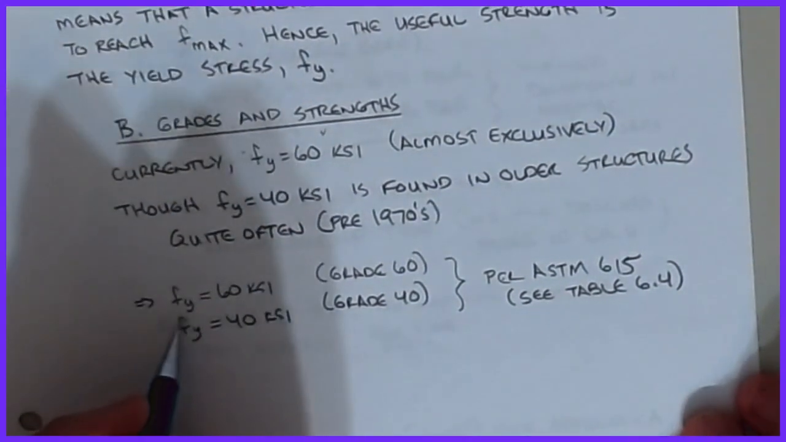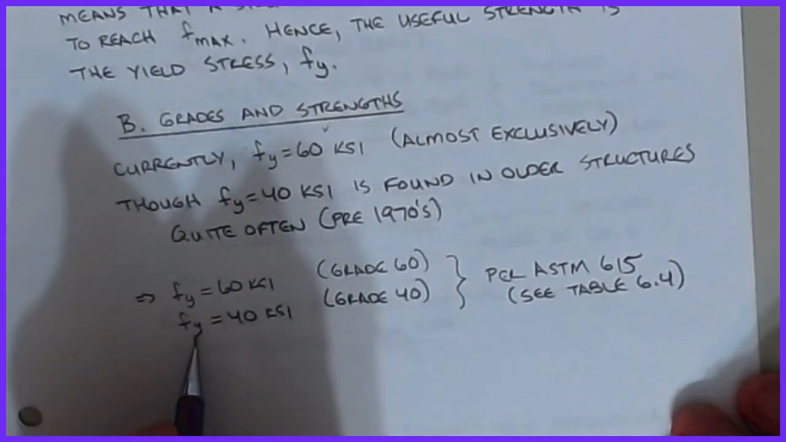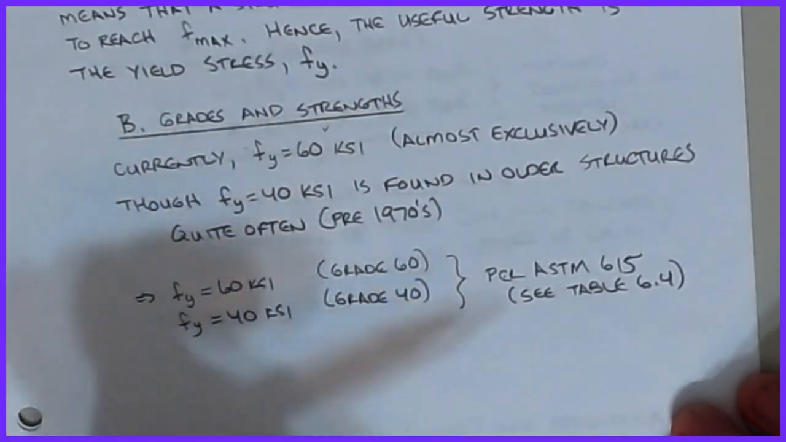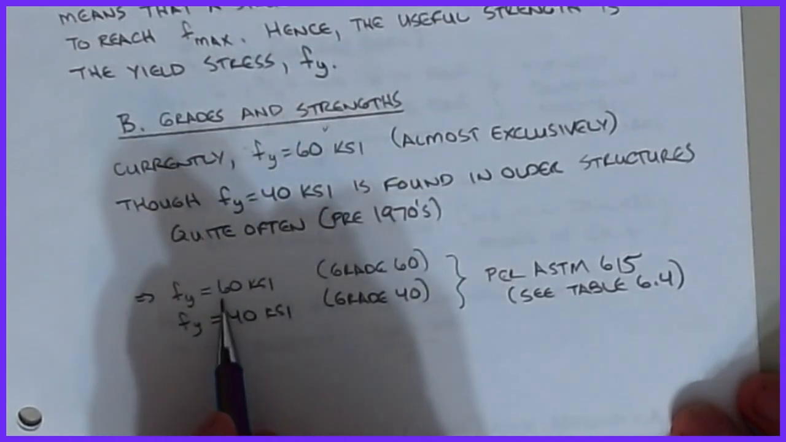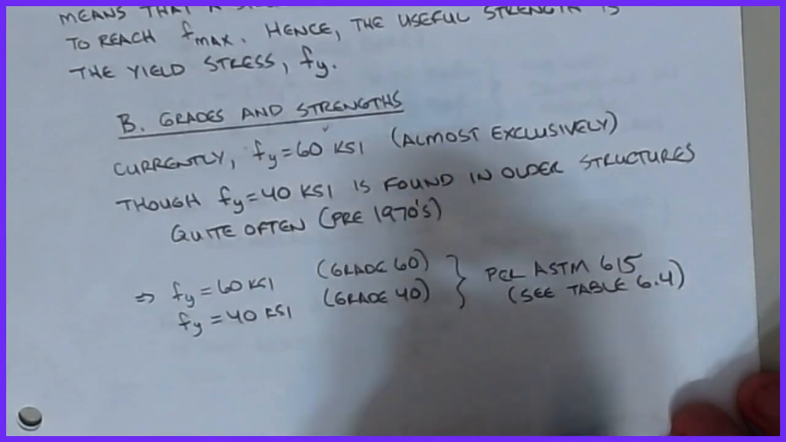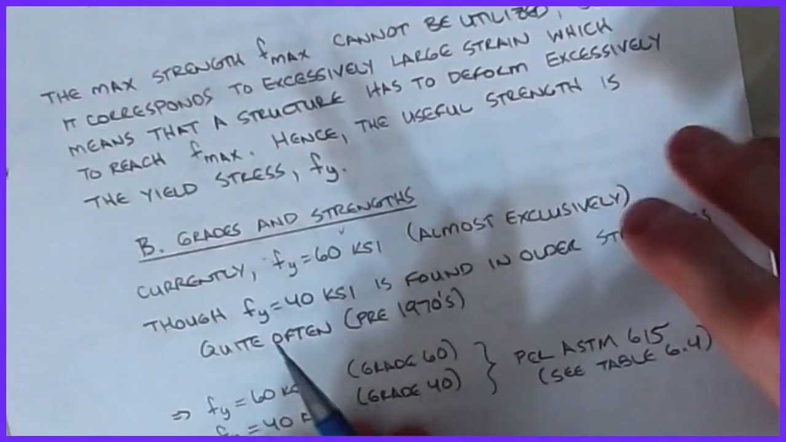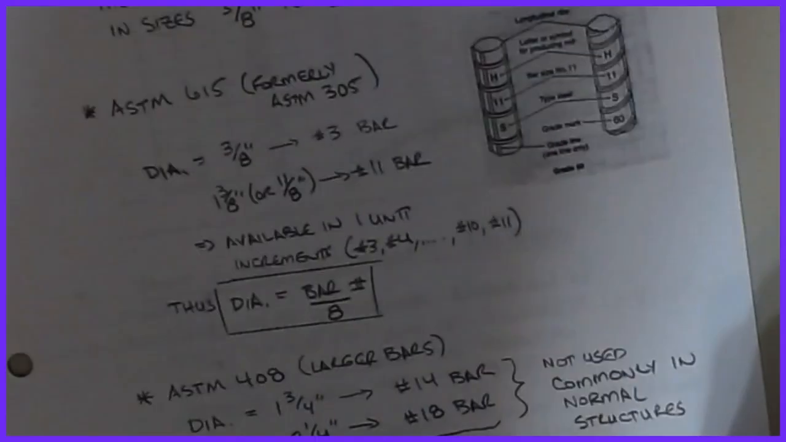Now the Fy of 60 ksi, we're going to call that a grade 60 steel, and the 40 ksi is a grade 40. So you can see that the grade number corresponds to the yield stress, and this is per ASTM 615. You can see that in table 6.4 if you want more information on that. But for us, we're going to be dealing with 60 ksi almost exclusively.